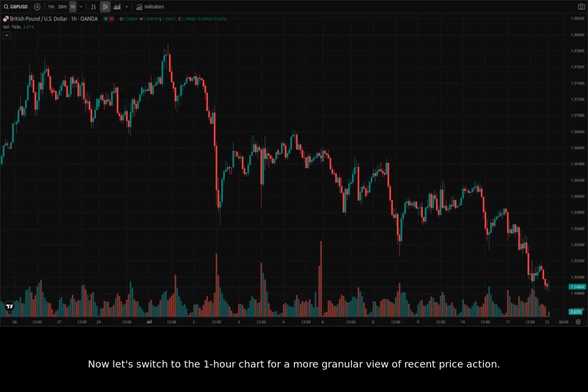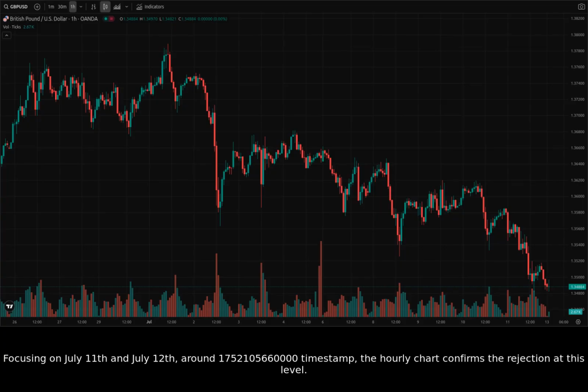Now let's switch to the 1-hour chart for a more granular view of recent price action. We can see the price struggled to break above 1.3600 and has retraced to 1.3499. Focusing on July 11th and July 12th, around this timestamp, the hourly chart confirms the rejection at this level.